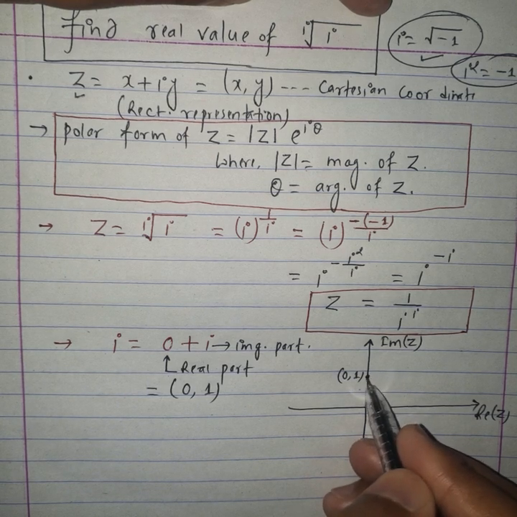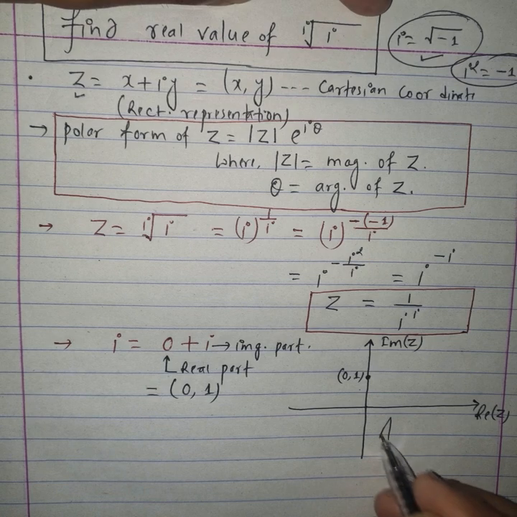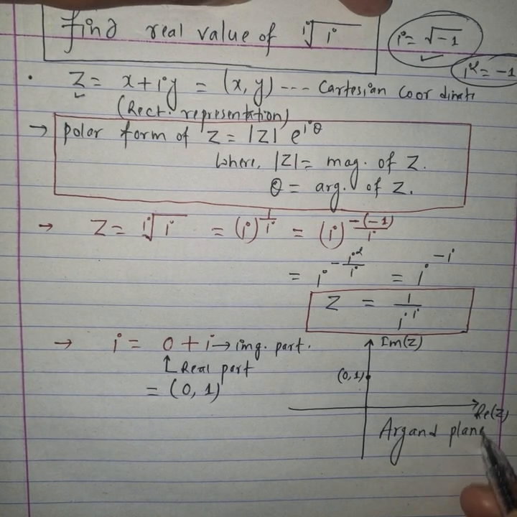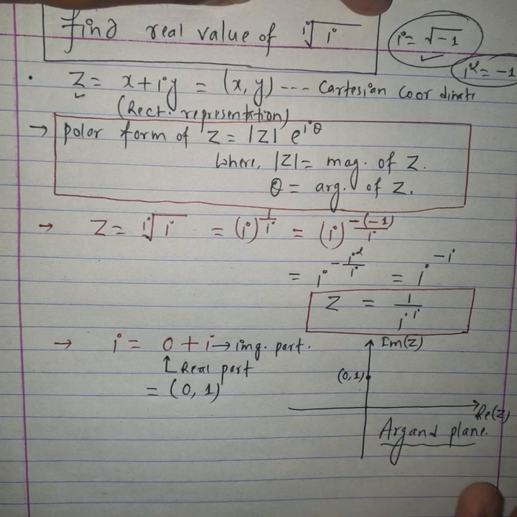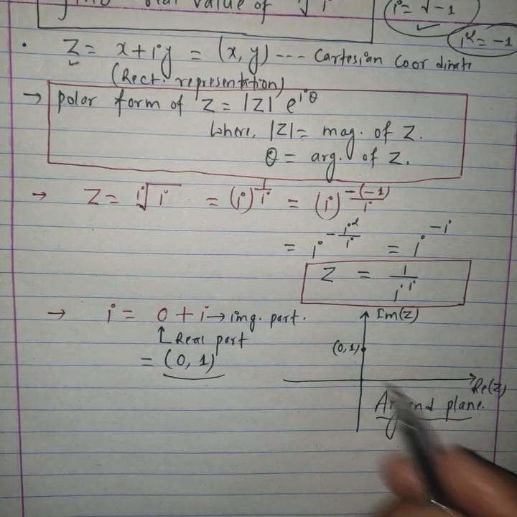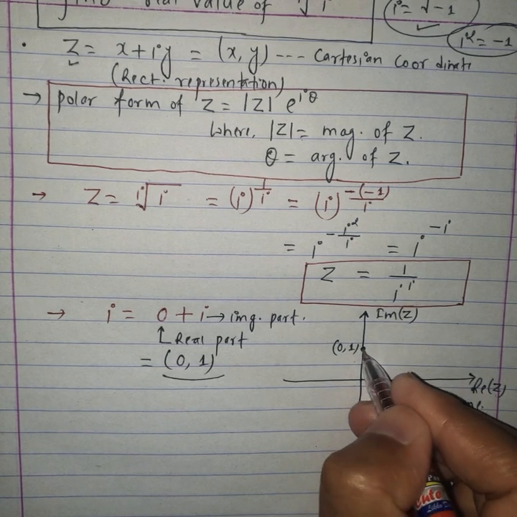Here we just represent this point 0 comma 1 on the Argand plane. This is the point, and let's join this point to the origin.